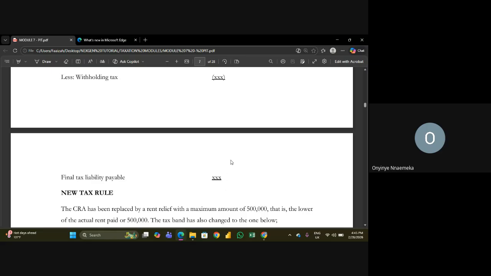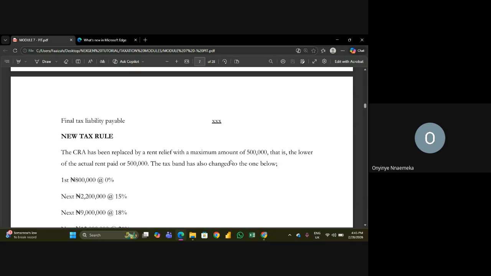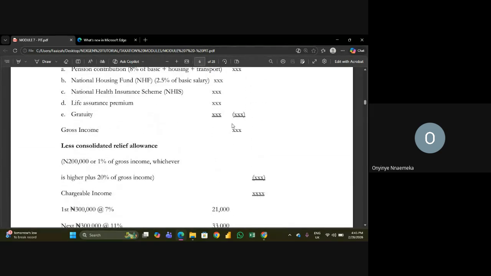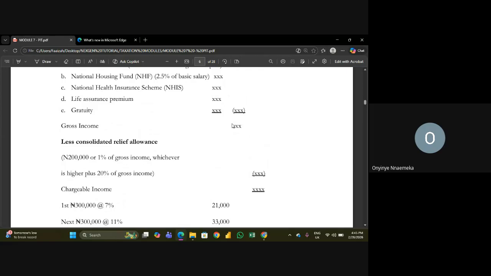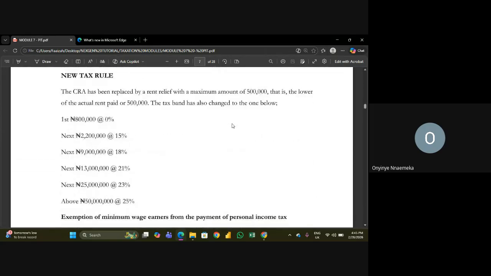But the new tax reform affected the tax band, and also it affected computation of chargeable income. So under the new tax reform, there is no consolidated relief allowance anymore. It has been scrapped. Remember, we are sticking to this old one for your diet. We are sticking to this old one. I just want to teach you guys this one because I don't want any surprise from my account.